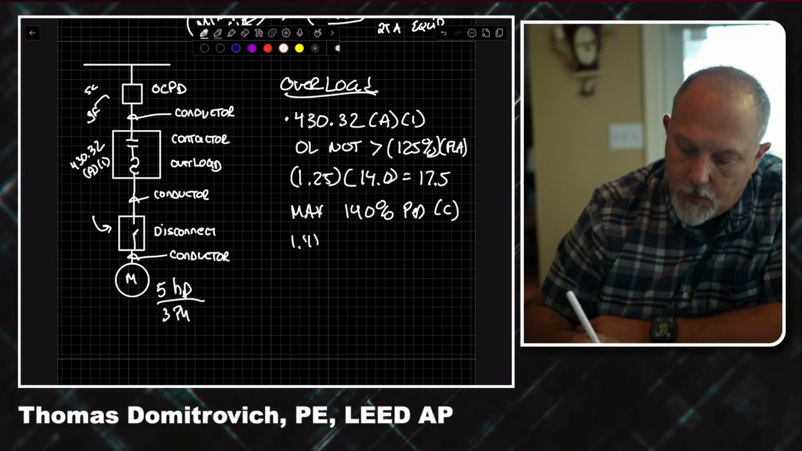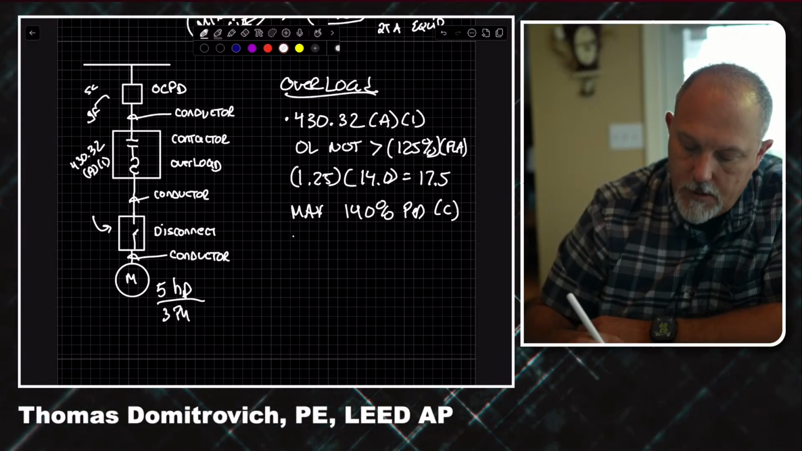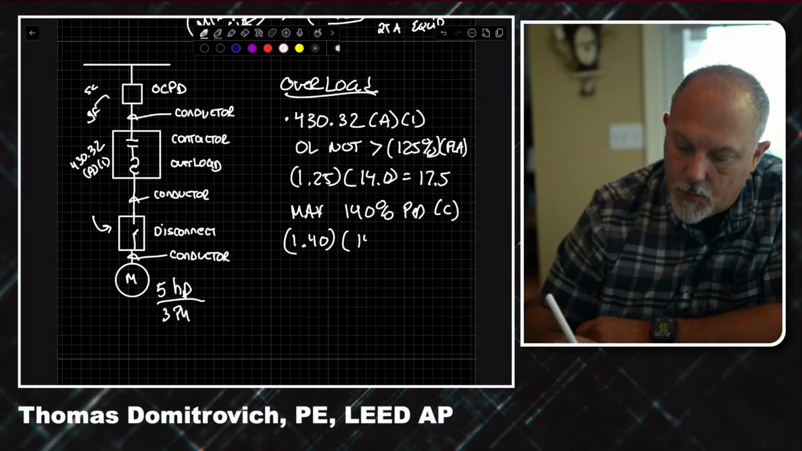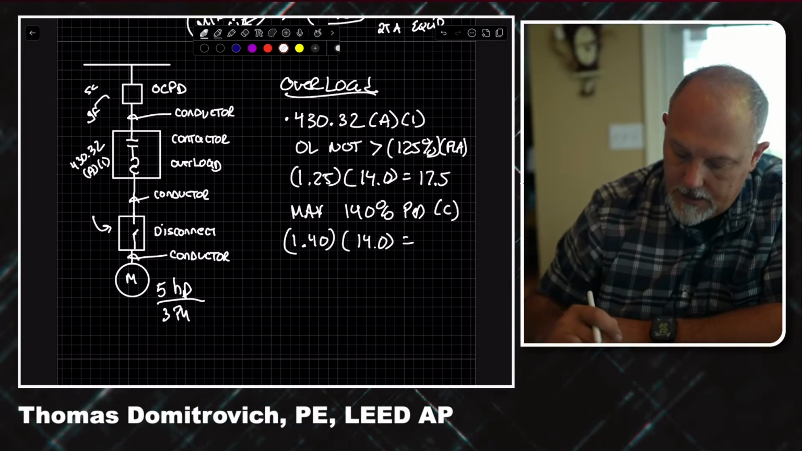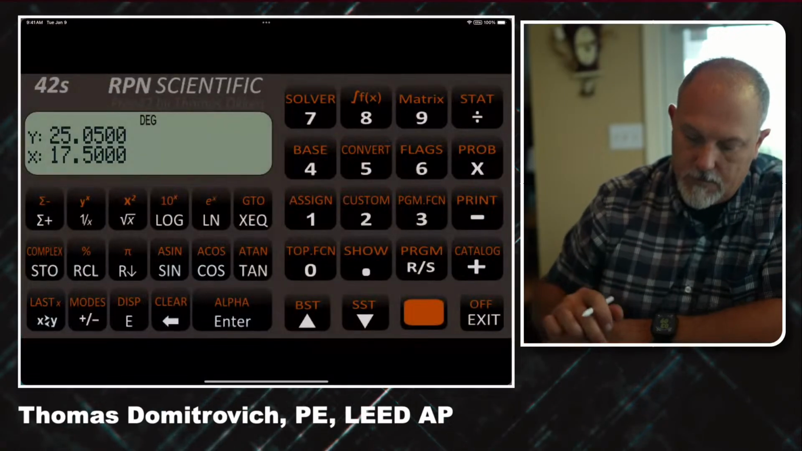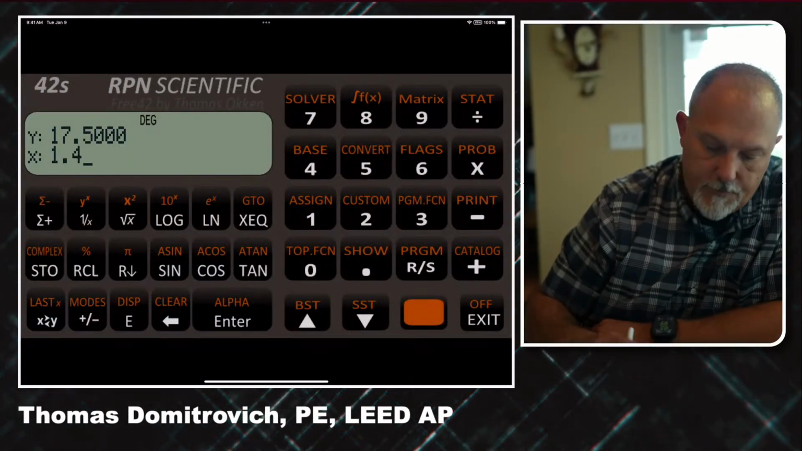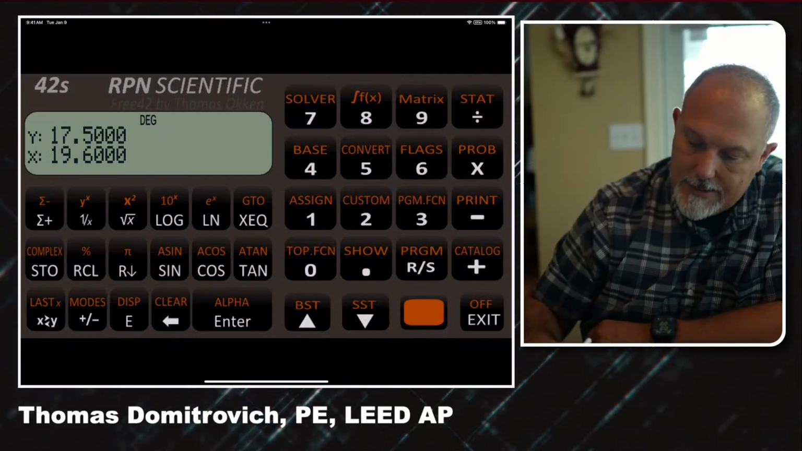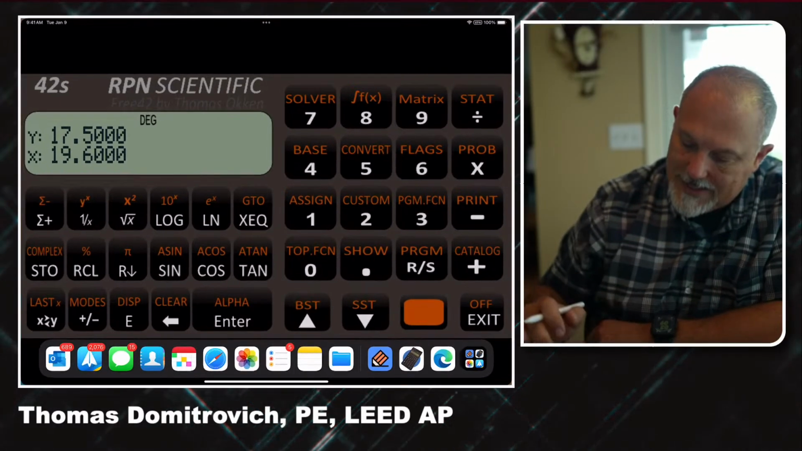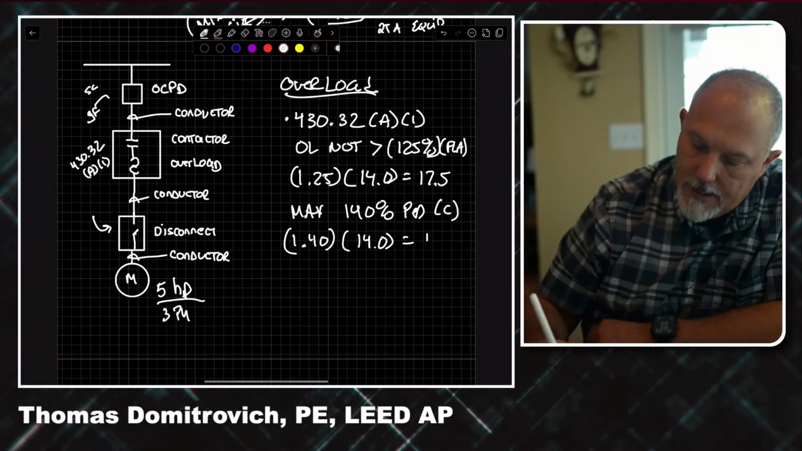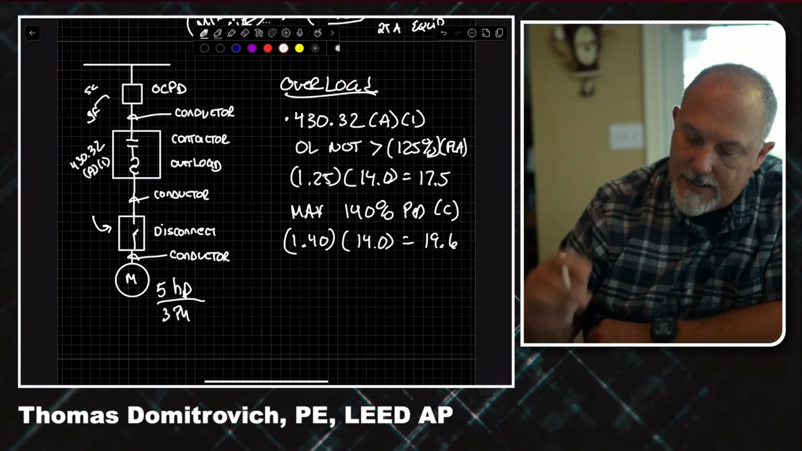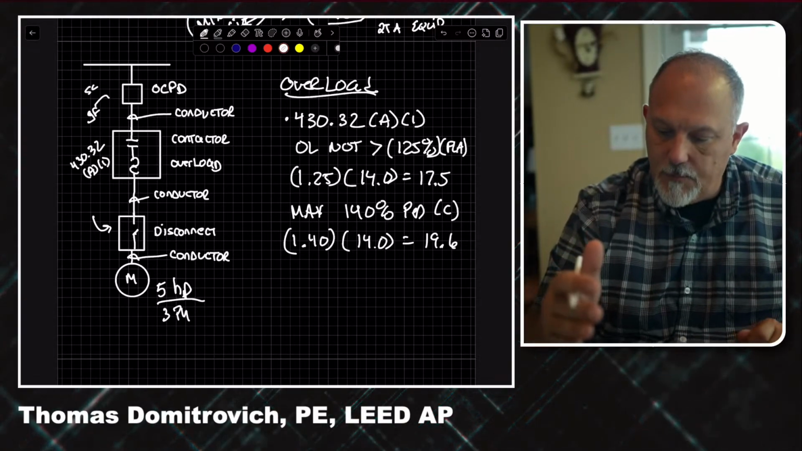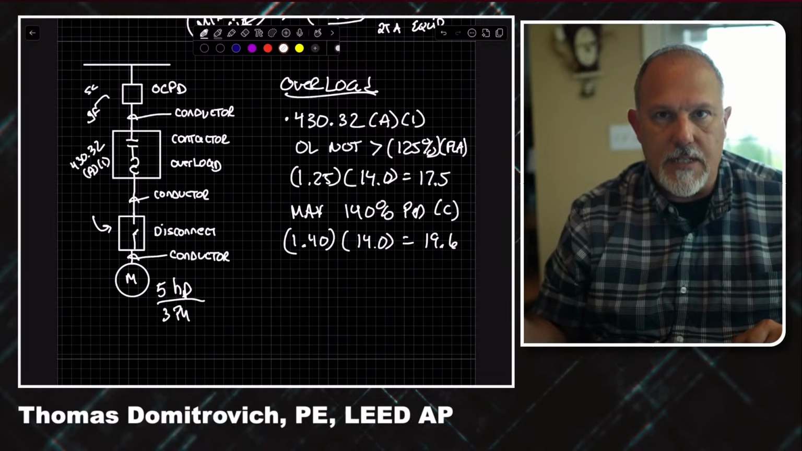So 1.4 times 14 is equal to what? 1.4 times 14 is 19.6. So my overload can be 17.5 and up to 19.6.